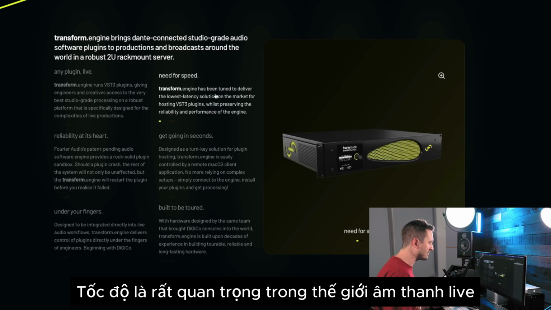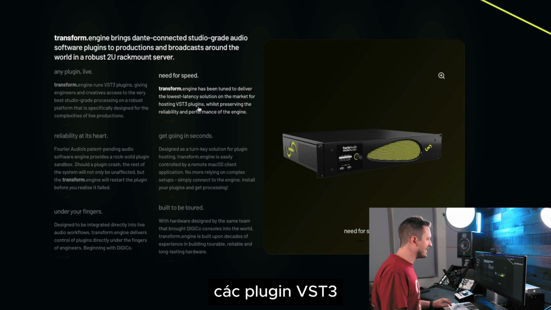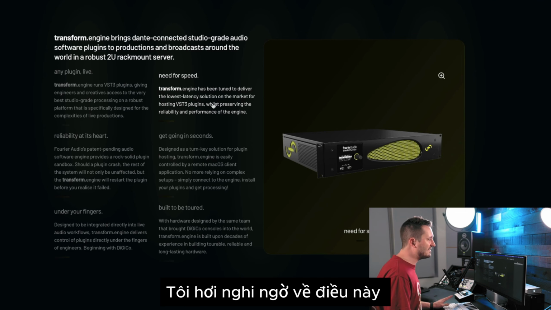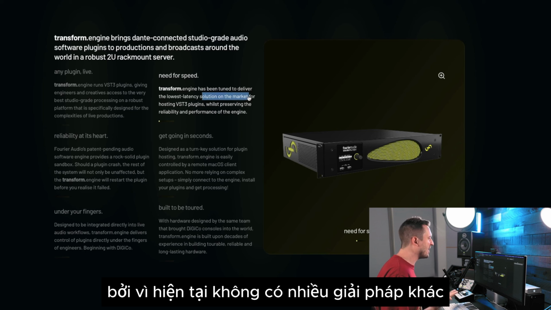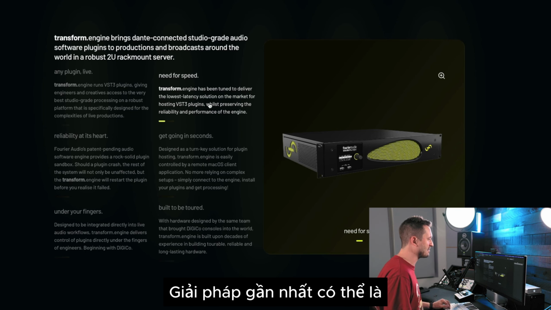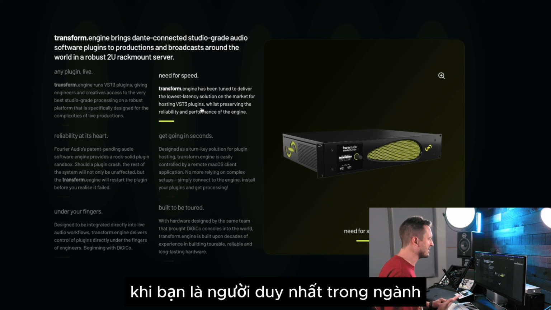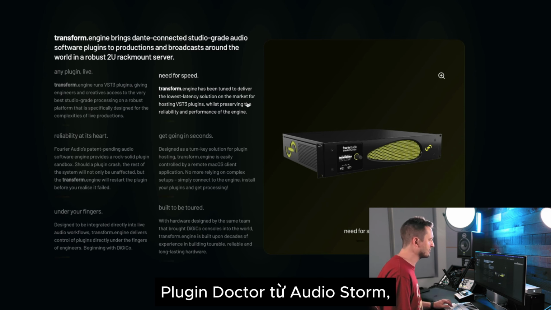Now, the need for speed. This is obviously so important in the live sound world. So they're saying it's been tuned to deliver the lowest latency solution on the market for hosting VST3 plugins. Now, I am slightly skeptical of this. My only problem is the wording of this solution on the market. Well, there really aren't any other solutions right now on the market. So yeah, it's easy to claim you've got the lowest latency on the market when you're the only one in the market. The next closest thing might be something like Plugin Doctor from AudioStorm.